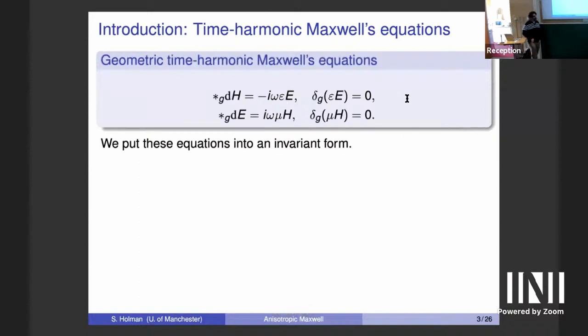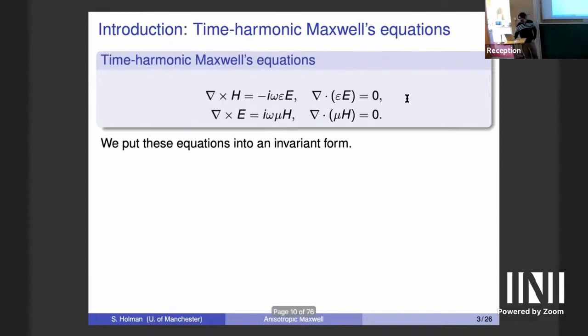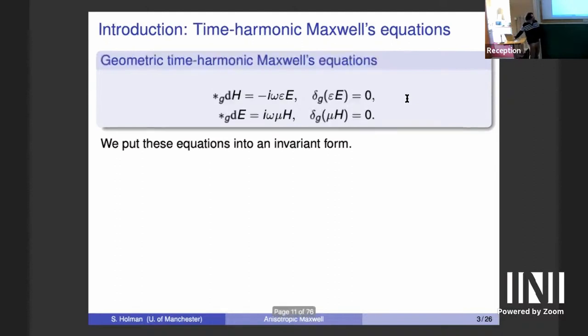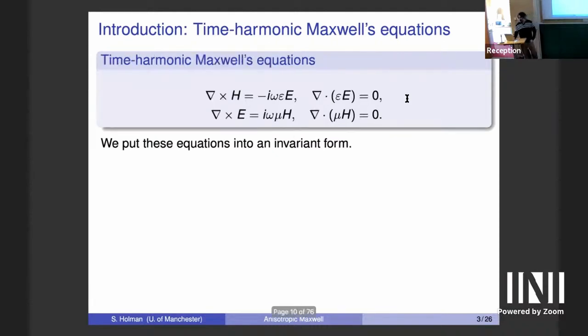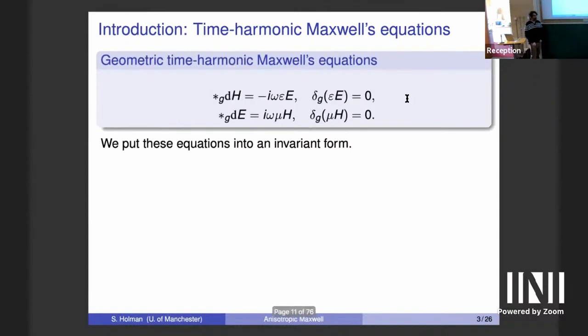The way that you can do that is to change them to this formulation. The difference between these two is that here we have the curl and the divergence for the operations, and here we have the exterior derivative d, the codifferential, which is star g, and the divergence with respect to the metric g, which I'll describe in a moment. And g is the Euclidean metric, so this agrees with the Euclidean formulation when you use Euclidean coordinates and the Euclidean metric, but it's coordinate invariant. Epsilon and mu are going to be matrices. That's what makes it anisotropic.